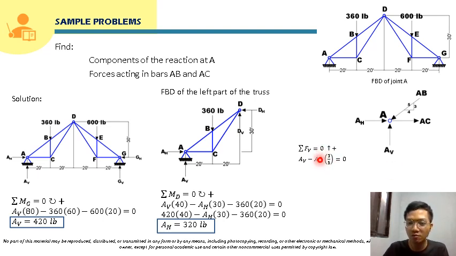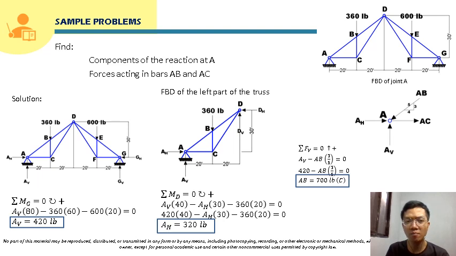So that will be the vertical component of AB, and that will be equal to 0. Substituting AV, which is 420, we can directly solve for AB here. AB will just be 420 divided by 3 over 5, so that will just be 700 pounds. This is positive, so our assumption for AB is correct. That is in compression. Okay, so we can now box that.